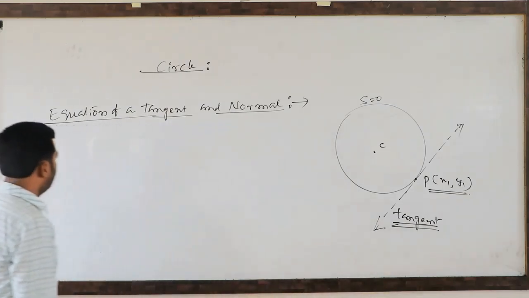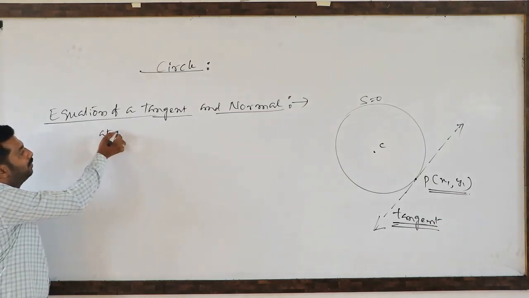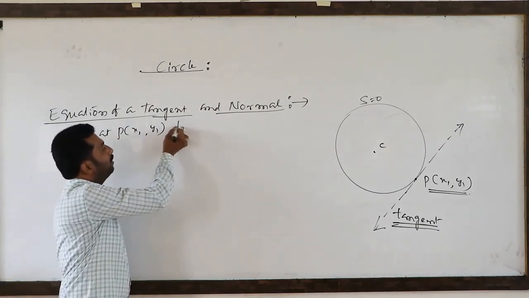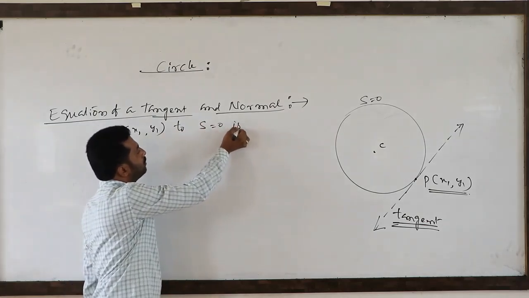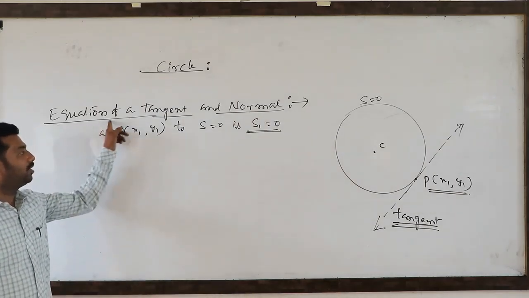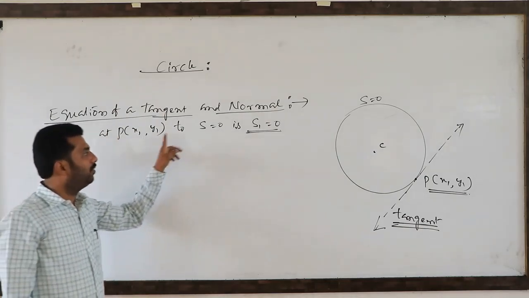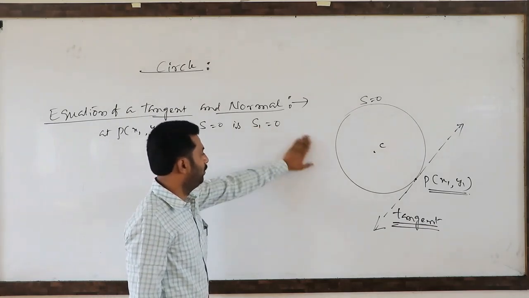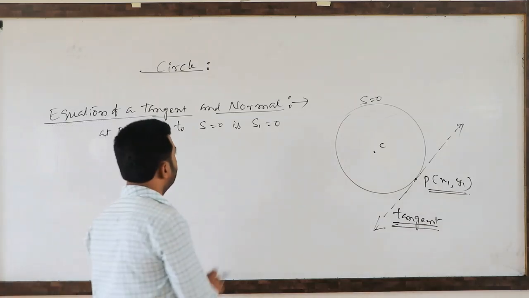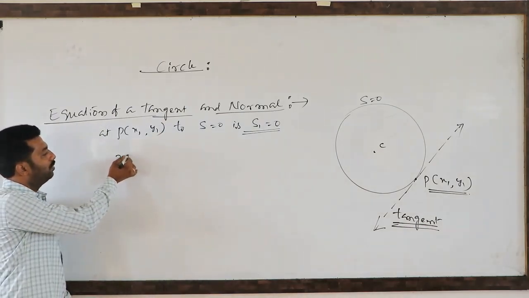S1 equal to 0. The equation of the tangent at the point P of x1 comma y1 to the circle S equal to 0 is S1 equal to 0. For this, proofs are also there, but now we don't want proofs. So what is S1 equal to 0?